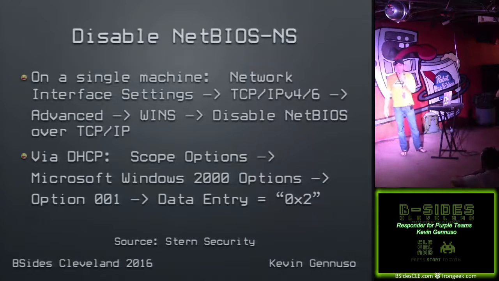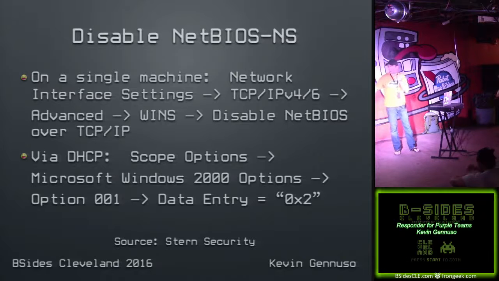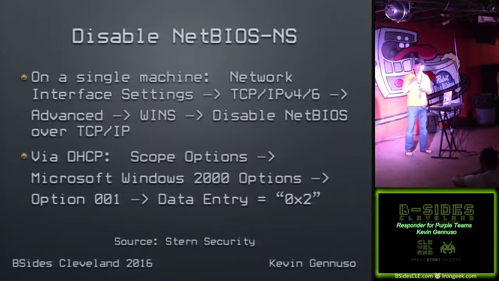Disable NetBIOS name service. This is ancient stuff. I guarantee you don't need it. On a single machine, this is how you do it. Via DHCP, you can also do it by setting a DHCP option. And that'll just enforce that any machine getting an IP address from your DHCP server will have NetBIOS name service disabled.